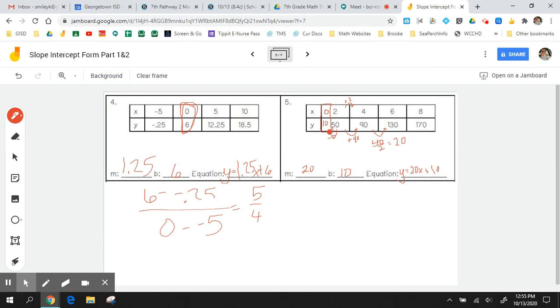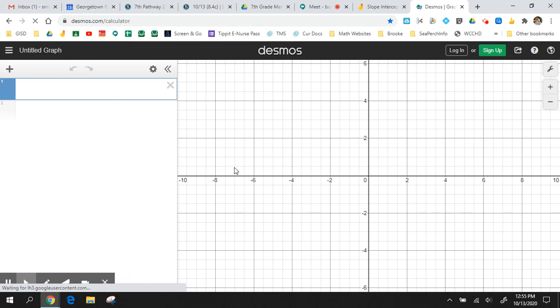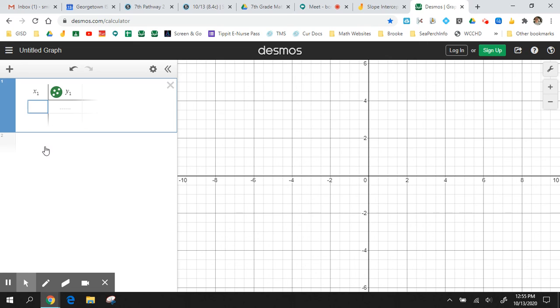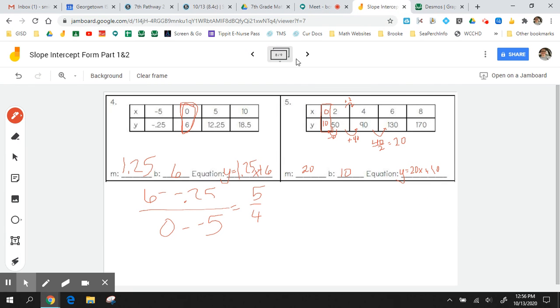If you are given Desmos, there is a table function in the graphing that you could type in a table. If you go up here and you go to the plus sign, and go to table, you could actually write in your x value and your y value, okay? And you could see where it would cross at the 0. A little more information than you probably wanted.